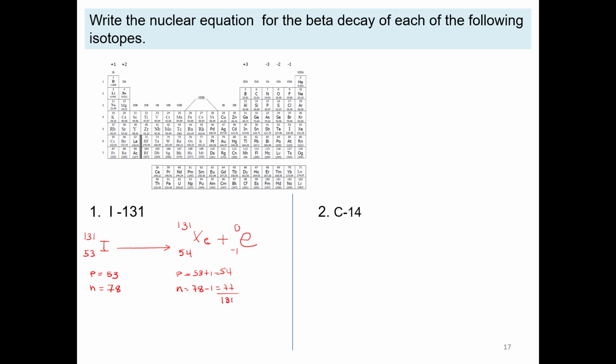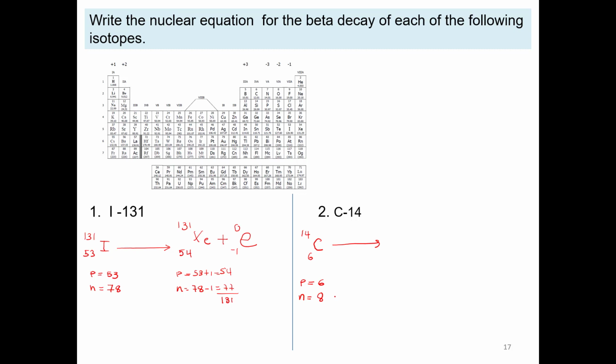Let's do the same thing with the next one. In this we have carbon 14. Then we know the mass number is 14. To know the atomic number, or the number of protons, we check the periodic table, which is 6. And now we know the number of protons here is 6. The number of neutrons will be 14 minus 6, which is 8.